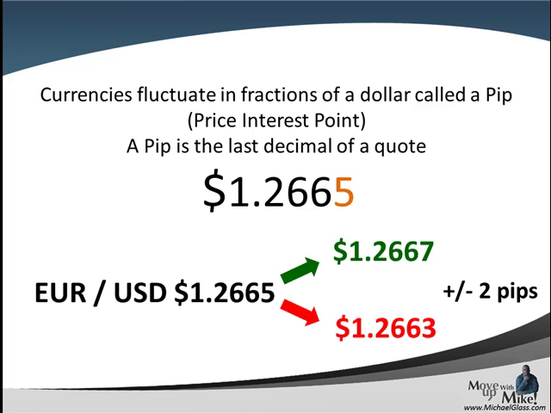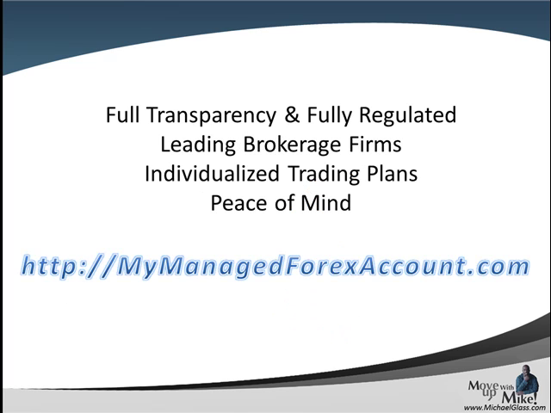There are 2 that only have 2, and we'll talk about that more in our 4th installment, what is a lot. But we hope that this helps you understand basically what a pip is, looking at that 4th decimal in a quote, and as it rises and as it goes down, that's how we make money.